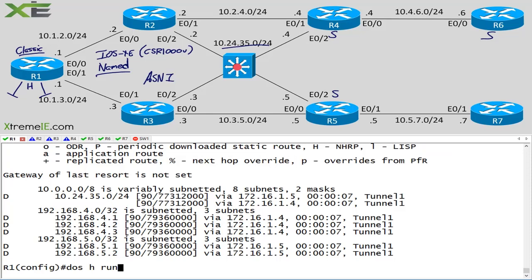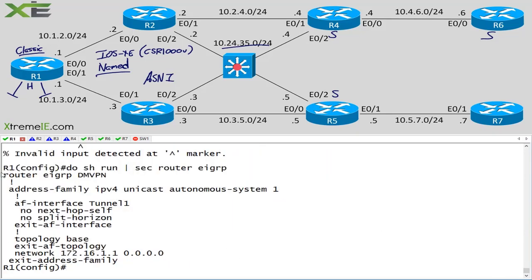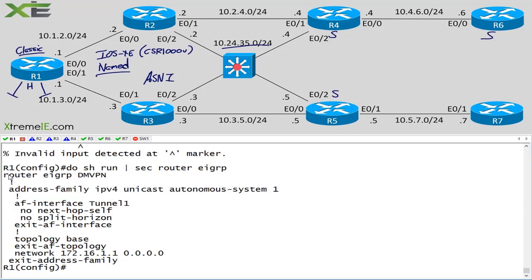So let's do show run section router EIGRP so we can tweak a little bit. Cheat. I was just watching the Saturday Night Live skit of Donald Trump, and so I got tweet on the brain because he kept talking about tweets.